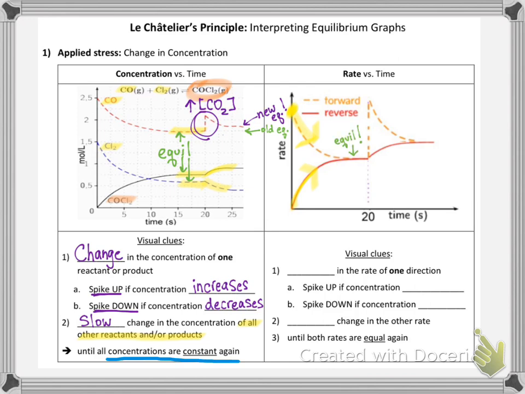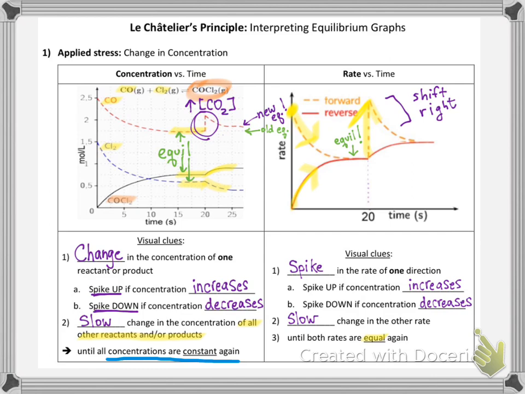Now you'll notice there's this crazy spike upward all of a sudden in the forward rate of reaction. And so basically what's happening here is that the rate is going to increase in the direction of shift.